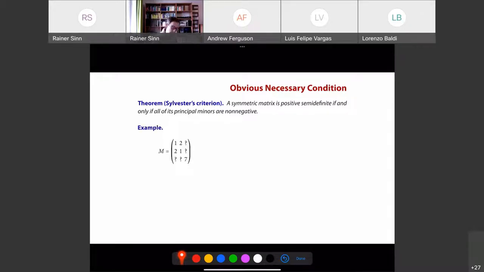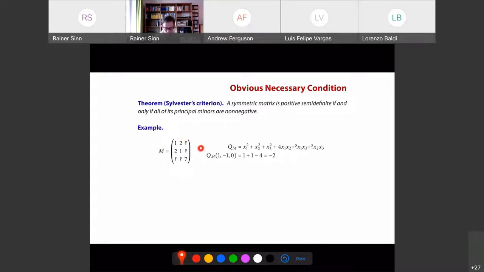So for example, here, if I take this 2x2 symmetric submatrix, it is completely determined. And here the determinant is -3, I guess. Anyway, it's negative. So this matrix cannot have a positive semi-definite completion because this minor already certifies that this is impossible.